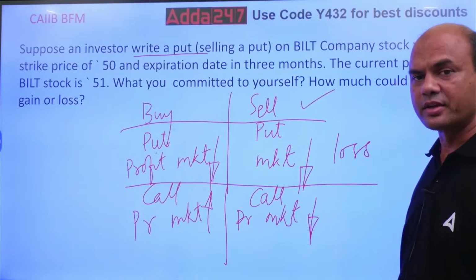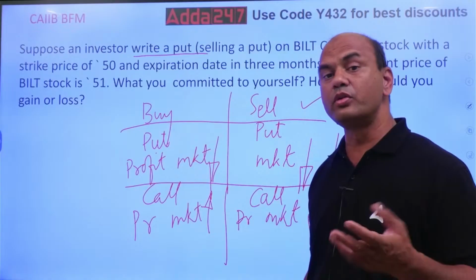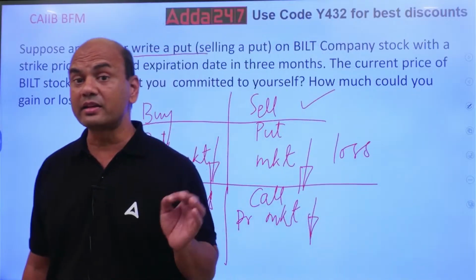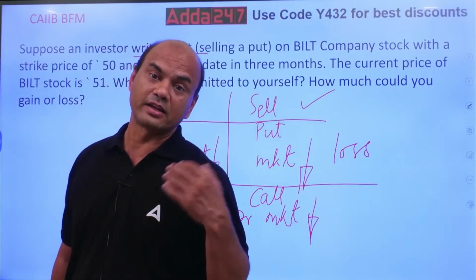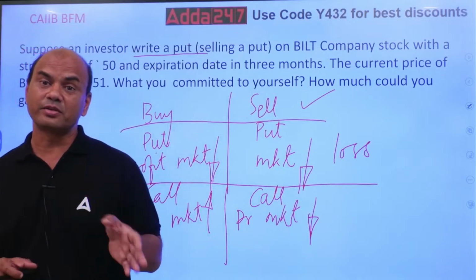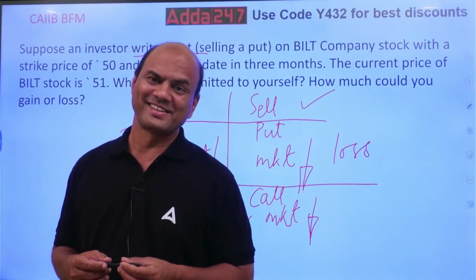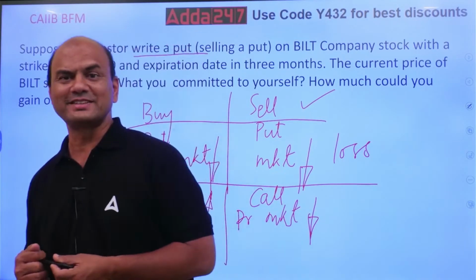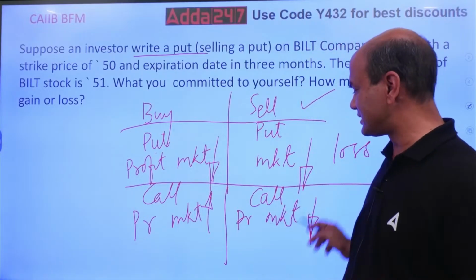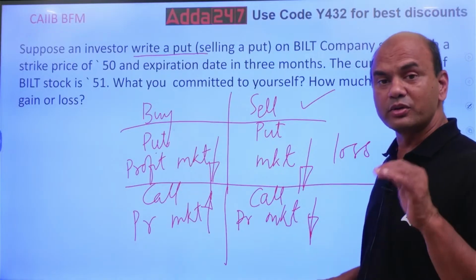Suppose, in the comment section, let me see, I am writing the call. So who am I? Am I the seller of the call or the buyer of the call? You answer me. Comments, let me see. I am the seller of the call. Okay, seller. When will I benefit? See this table. I'll benefit when the market is down or the rate goes down. Market down means rate down.